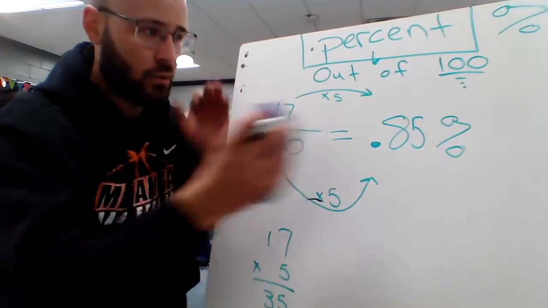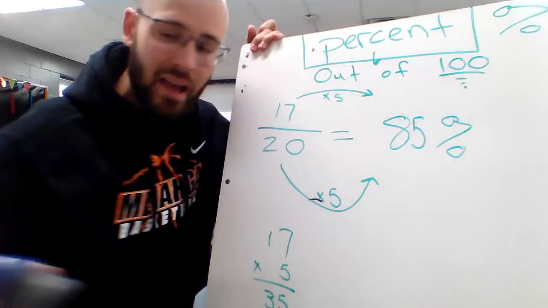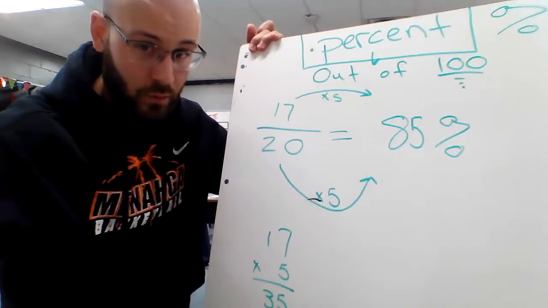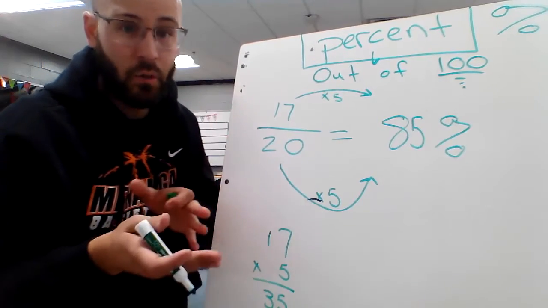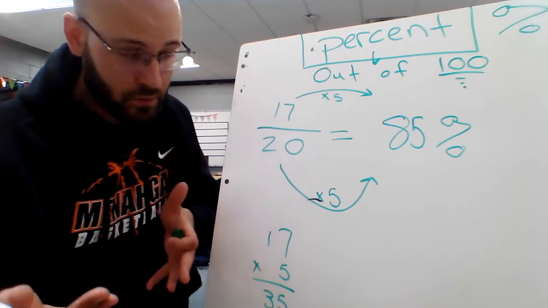I got 17 out of 20, which means I got 85% correct. That's way more than half, way more than 50%. Oh, I was close to getting them all right, closer to 100% than I was 50%.